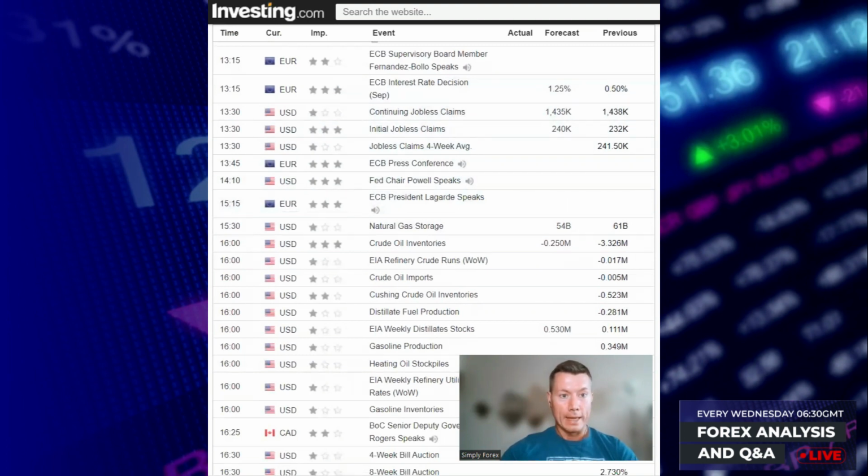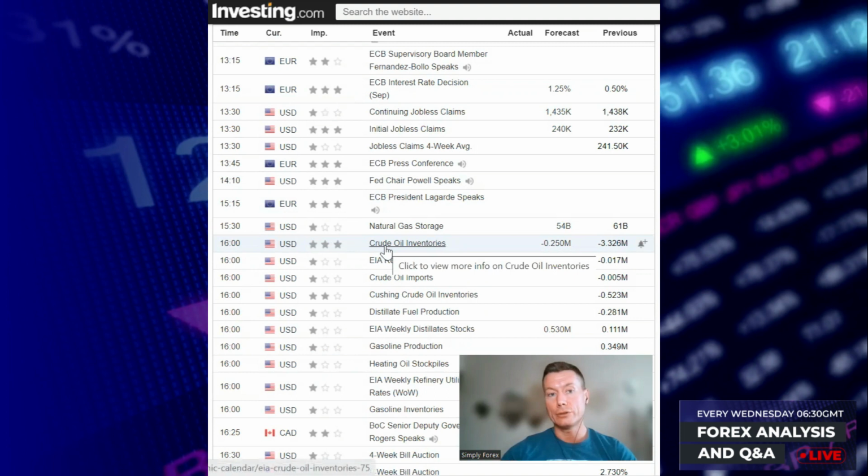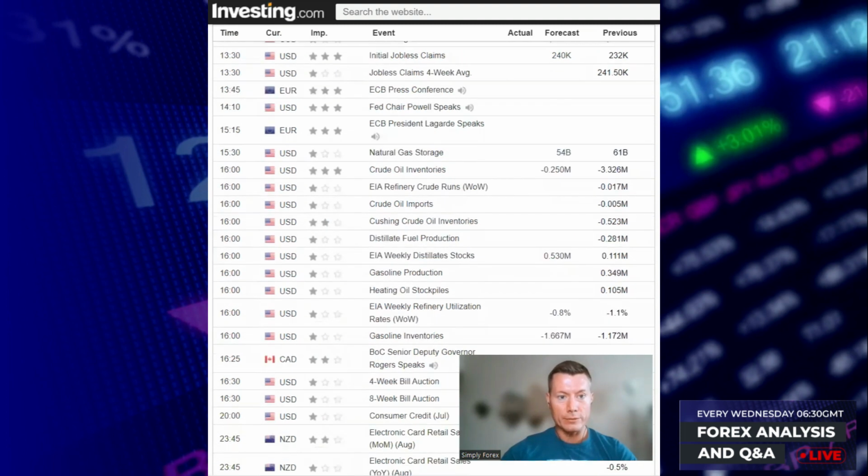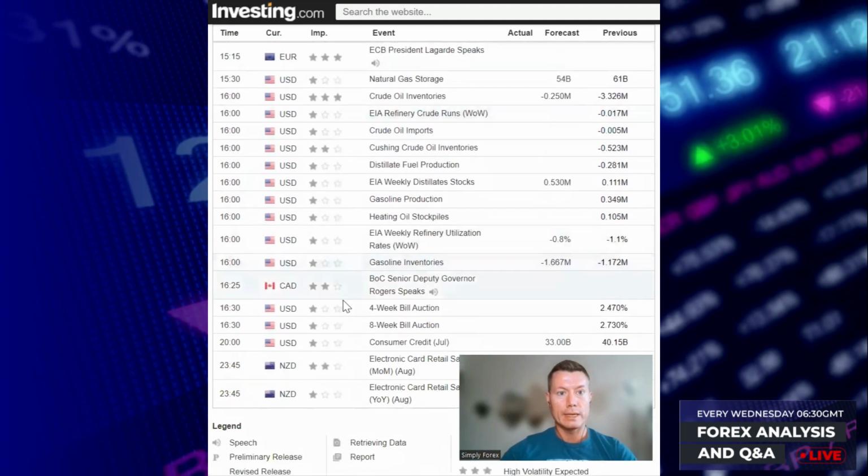If we carry on down, the last piece of news that we're interested in today is this. At 4 o'clock, coming out of the US, we've got crude oil inventory. So that will affect the US dollar and the Canadian dollar. All right, guys, if you carry on down, as you can see, no other news that we're interested in today.